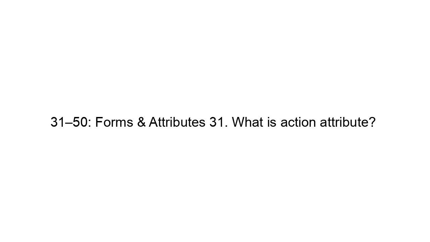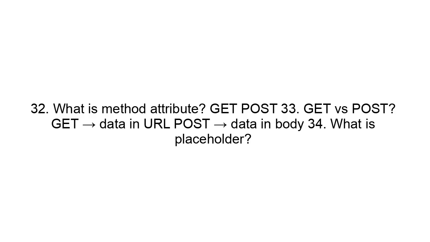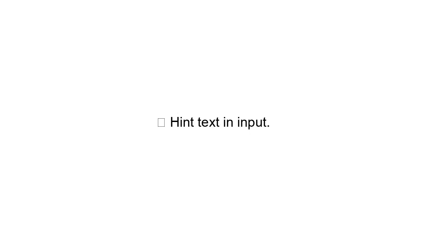31 to 50. Forms and attributes. 31. What is action attribute? URL where form is submitted. 32. What is method attribute? Get, post. 33. Get versus post. Get means data in URL, post means data in body. 34. What is placeholder? Hint text in input. 35. What is required attribute?